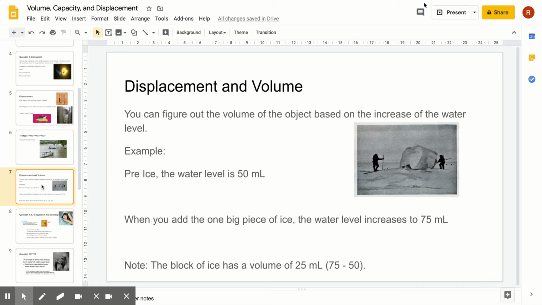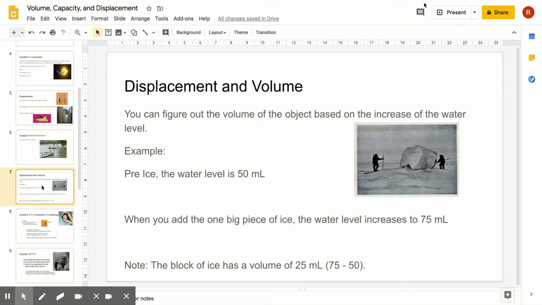Now, displacement and volume. For the most part, not all the time, volume equals the amount of water displaced. So if you have a glass of water with 50 mils, and you put in one big piece of ice, the water level can increase to 75 milliliters. That means the amount displaced was 25 milliliters, which is exactly the block of ice and its volume, which is also 25 milliliters.